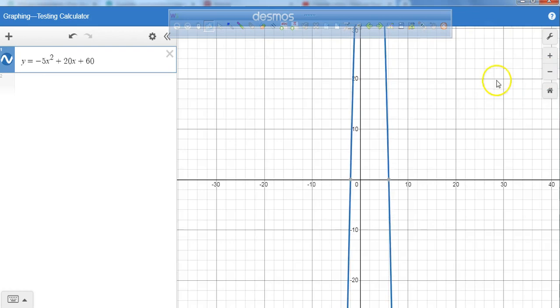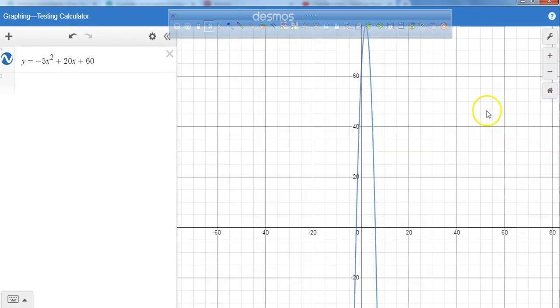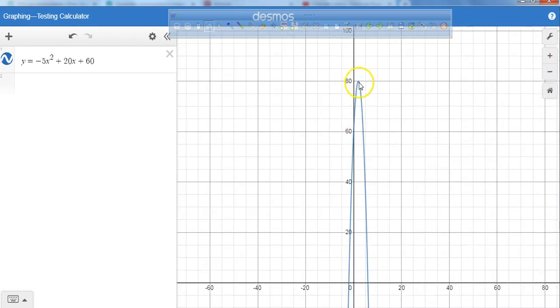If it asked you for the maximum, alright, that's way up here. Looks like it got up to, at 2 seconds, it got all the way up to 80 meters. So after 2 seconds, it hit 80. And then there's our y-intercept, 0, 60.